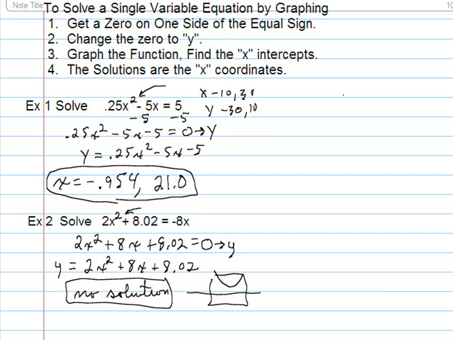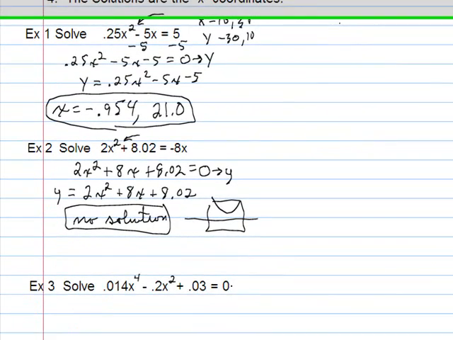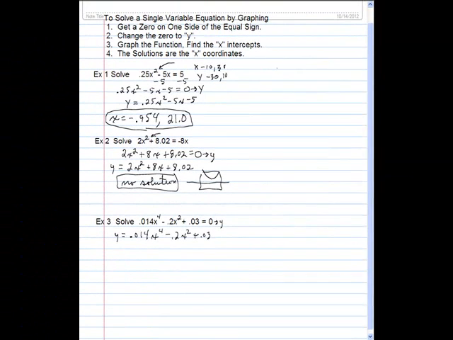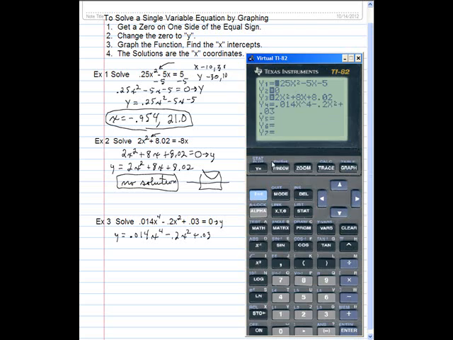Again, it's a big solve. Now this time you don't have to make a zero because the original equation has a zero in it. All we have to do is change it to a y, which I'm again going to move to the left. 0.014 x to the fourth power minus 0.2 x squared plus 0.03. And I'll bring the calculator up.